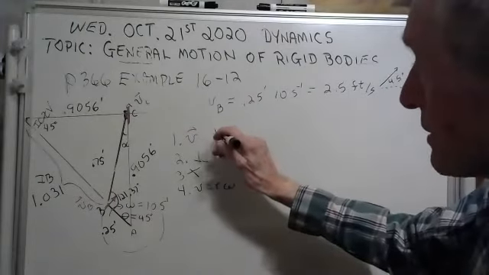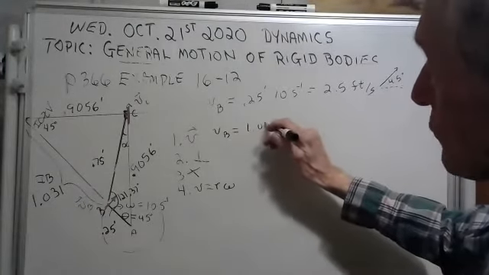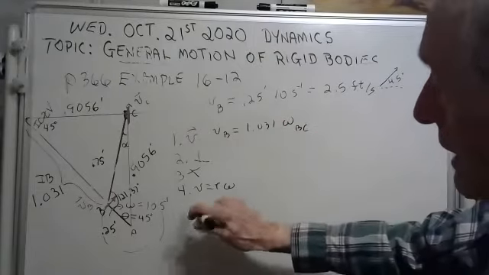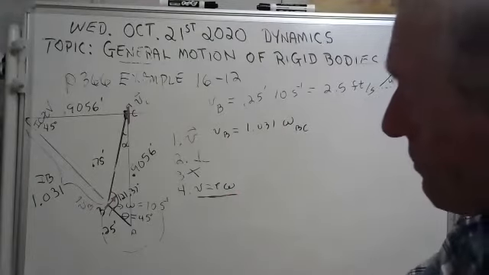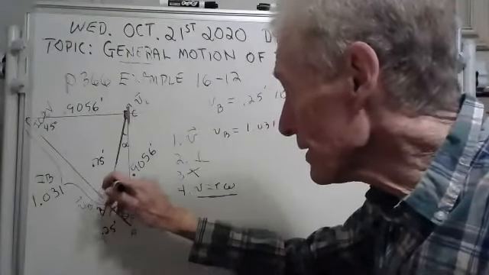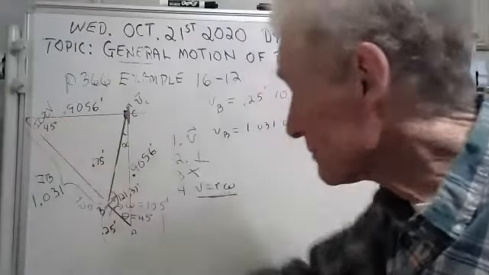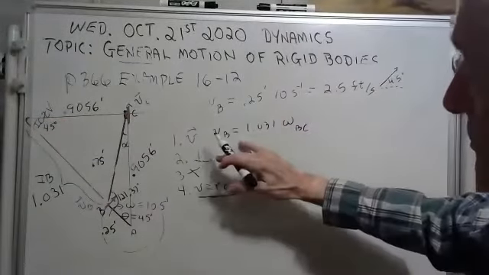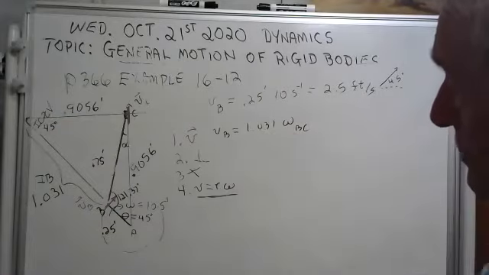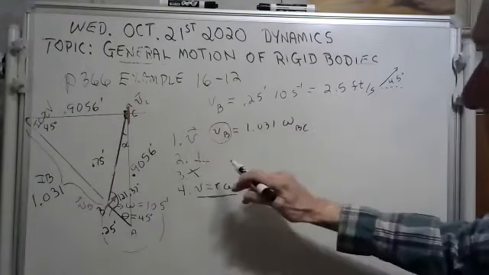Now the velocity of B can also be written as 1.031 times the omega of BC. I use this equation over and over again. Every point on this connecting rod BC is rotating about this point. And so the velocity of B is equal to the distance, 1.031, times the omega of BC. And we know what this is. We just did it. It's 2.5.